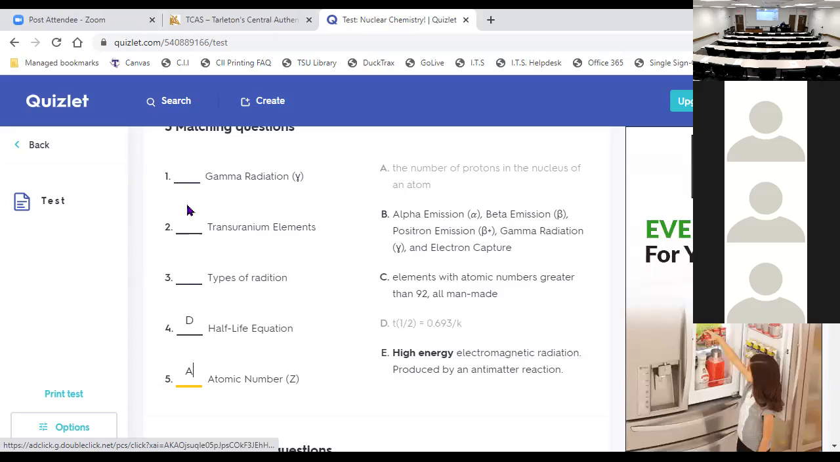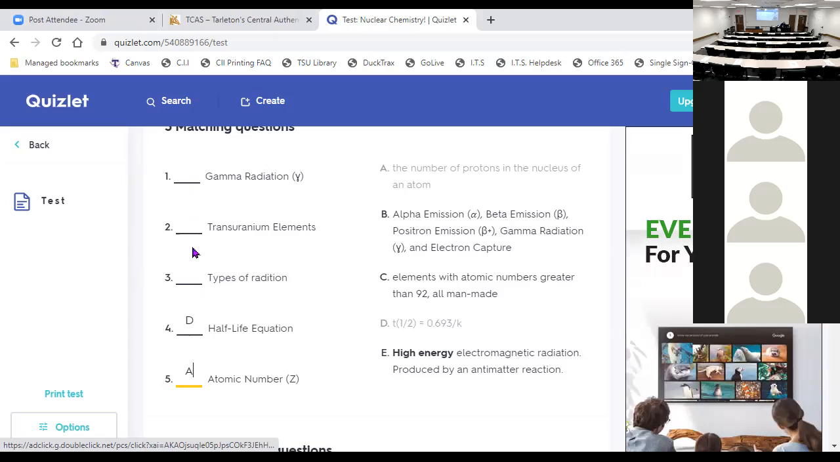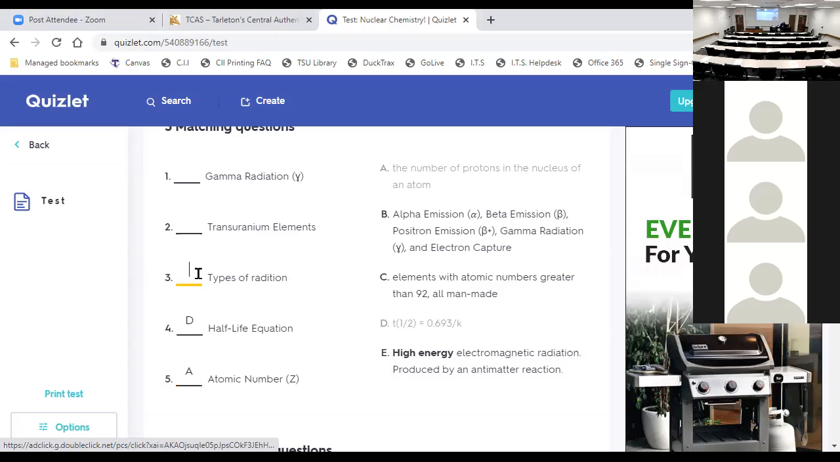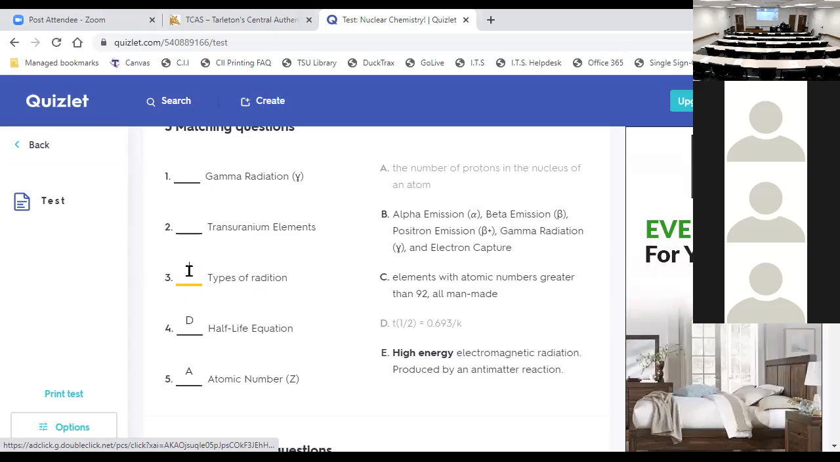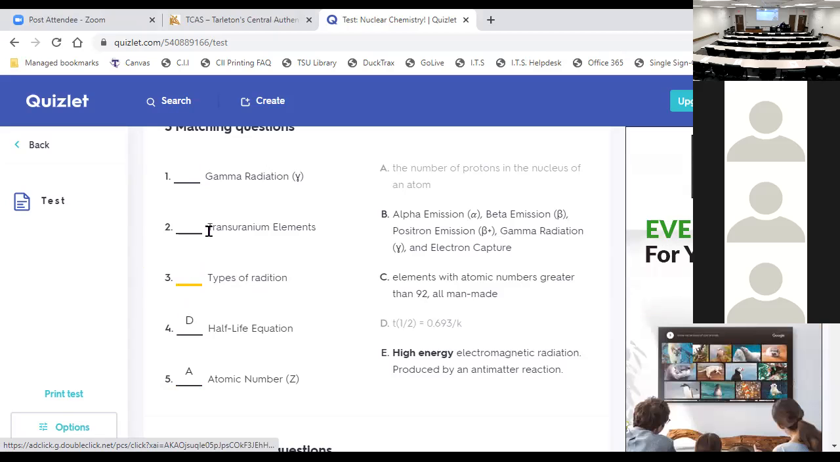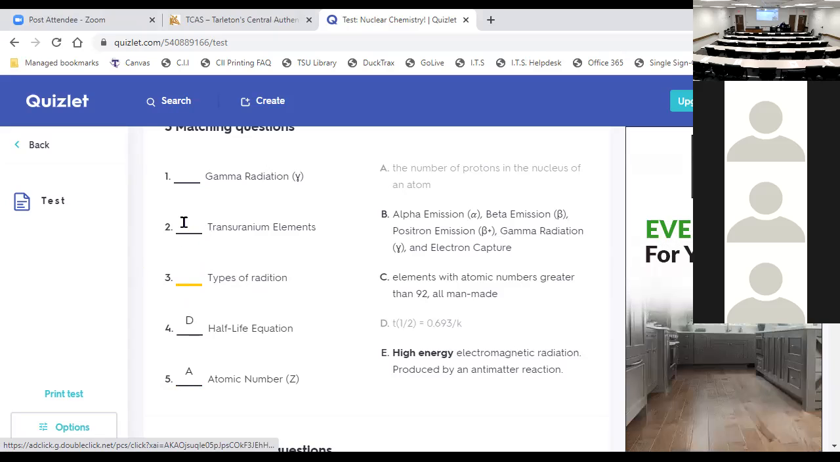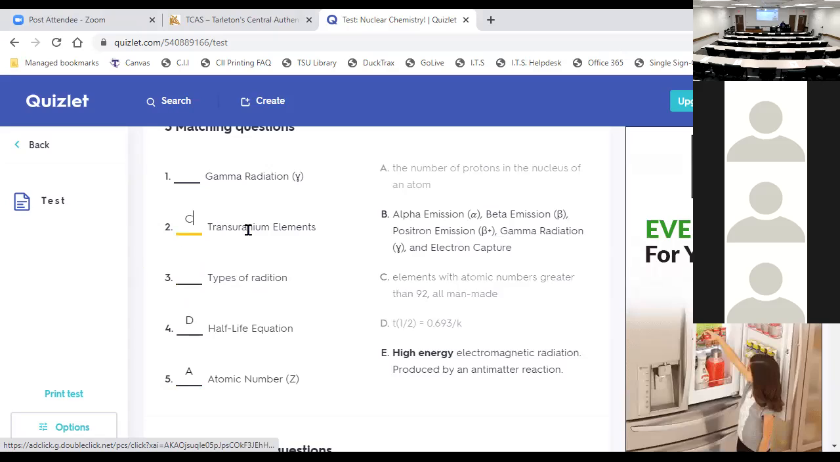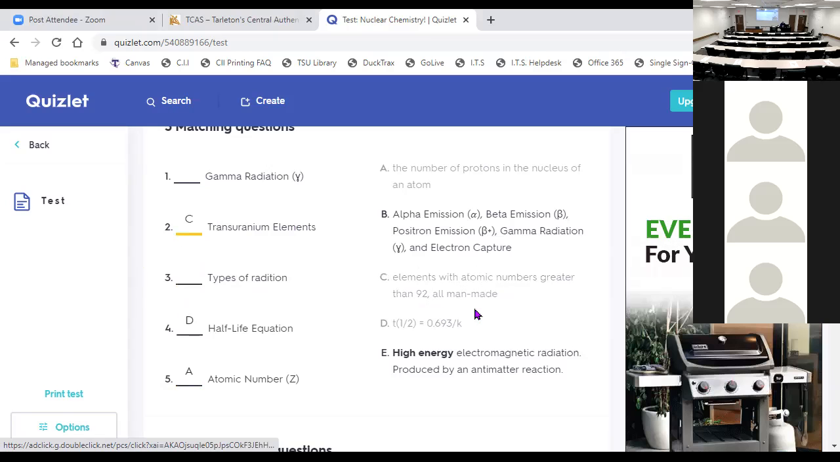All right, so now we have three different ones: gamma radiation, transuranium elements, and types of radiation. Which go together? I think number 2 is C, right? Yeah, that's right. C, elements with atomic numbers greater than 92 that are all man-made.